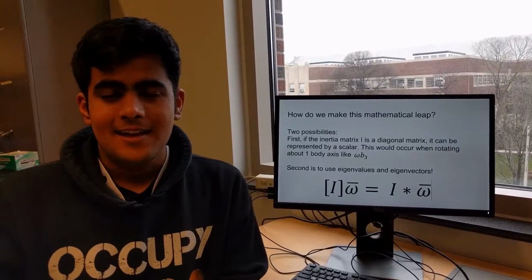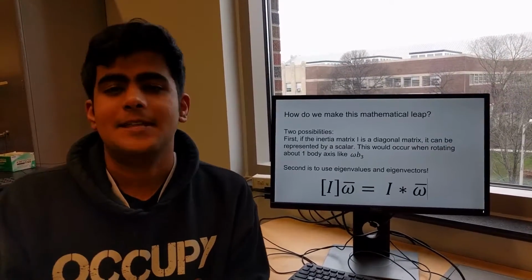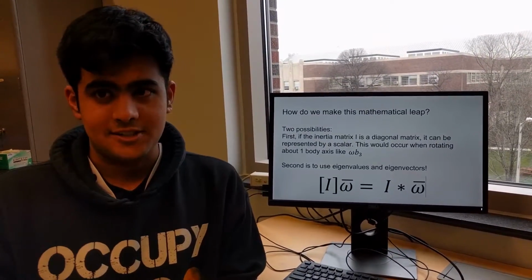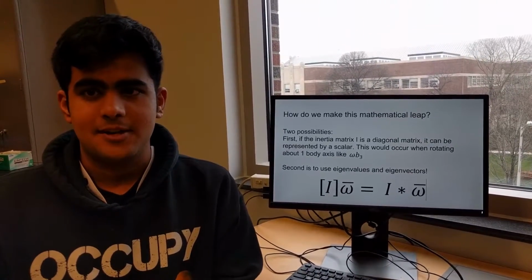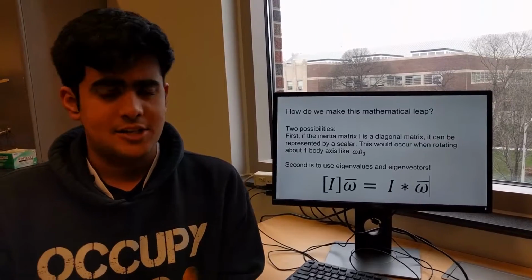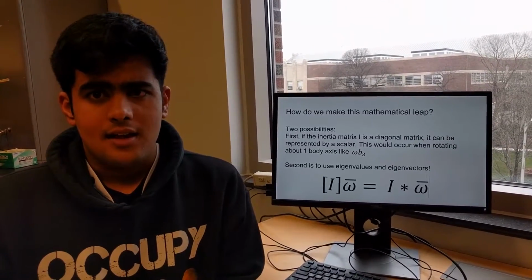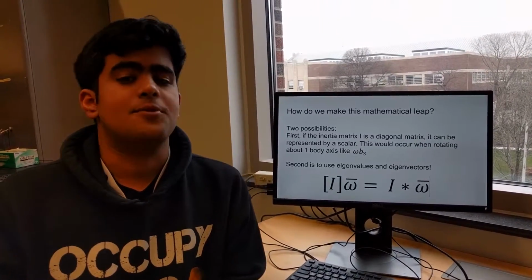Hi, my name is Sid, and I'm going to explain how we make the mathematical leap from the inertia matrix to the inertia scalar. There are two possibilities. The first is if the matrix is a diagonal matrix, as in there is rotation about one body axis. In this case, the inertia matrix can be represented as a scalar.